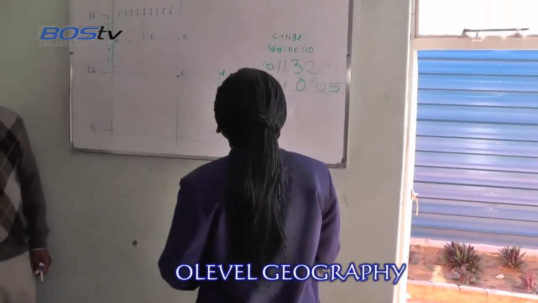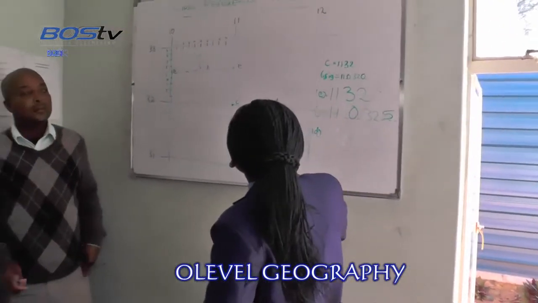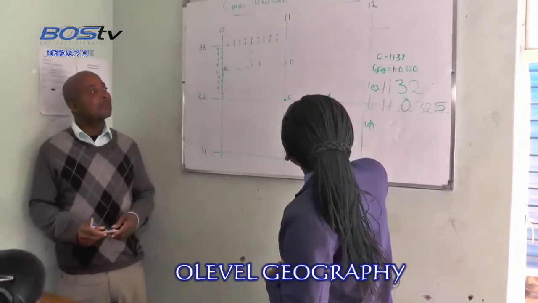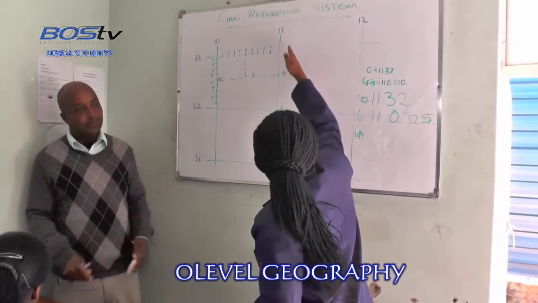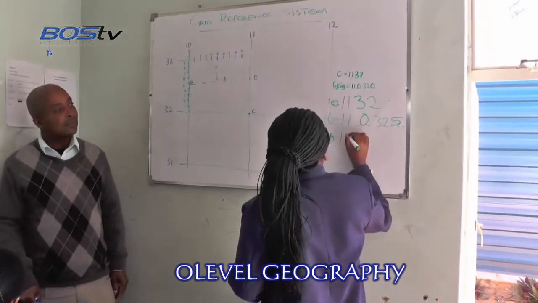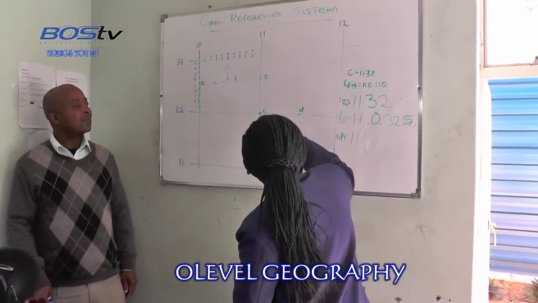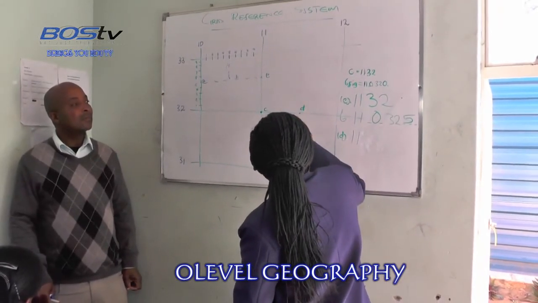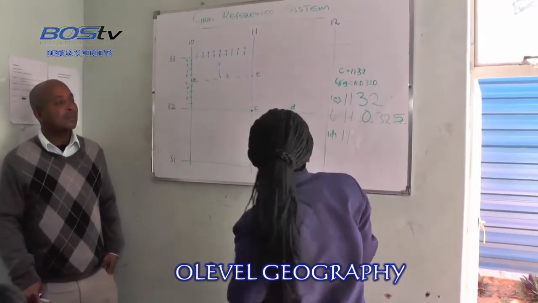So for our four-figure grid reference, we first look at the Eastings, which is 11. D lies on 11. Then we put our 11. And then it is between 33 and 32, but we take the point below. And it's also right on the line, so we also take 32.